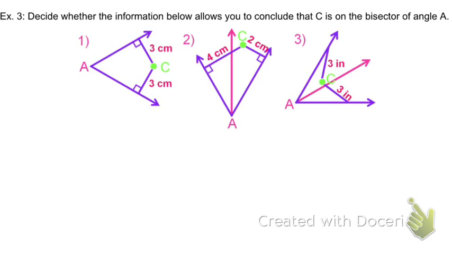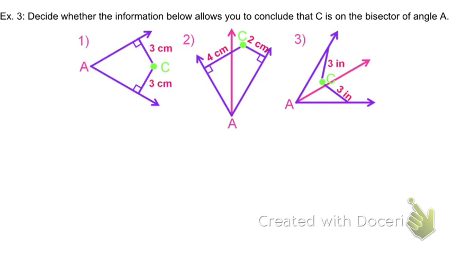All right. So decide whether the information in each of these, 1, 2, and 3, is enough to conclude that C is on the bisector of angle A. So number 1, do we have enough information to say if C is on the bisector of angle A or not? There's no line. Let's go back to our converse. What's the converse say? Yes, because these are right angles. And what do you know about the distance? The same.